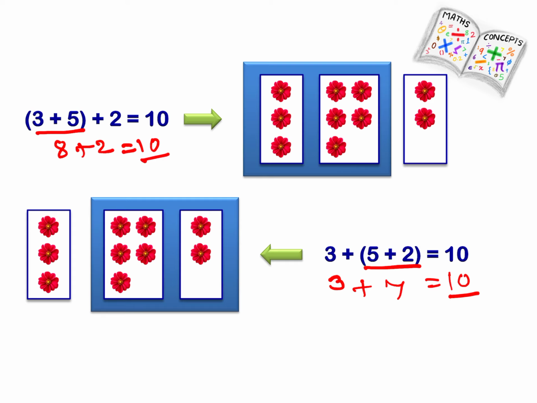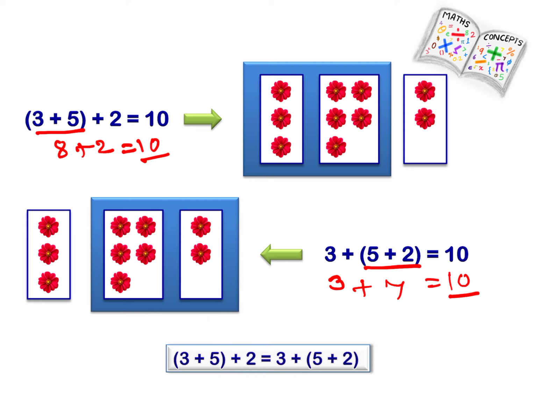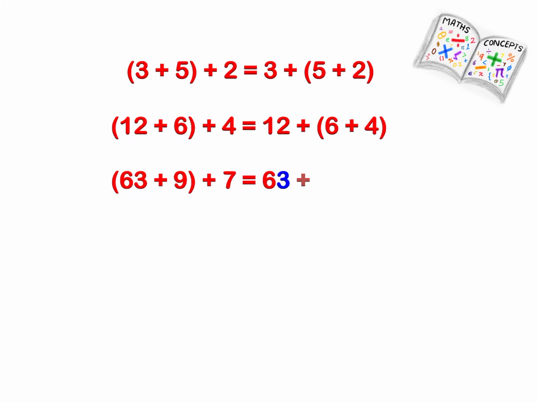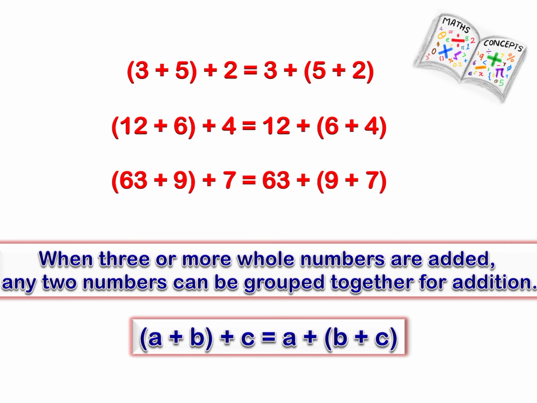In both cases I get the same answer, which means when I add 3 or more whole numbers, I can group any two numbers together and do the addition. This is associative property for addition of whole numbers. I have given a few more examples here. You can try a few more examples on your own and you can say that when 3 or more whole numbers are added, any two numbers can be grouped together for addition. That is, associative property is true for addition of whole numbers. As a generic rule, I can write it like this, that is in bracket a plus b plus c is the same as a plus in bracket b plus c.